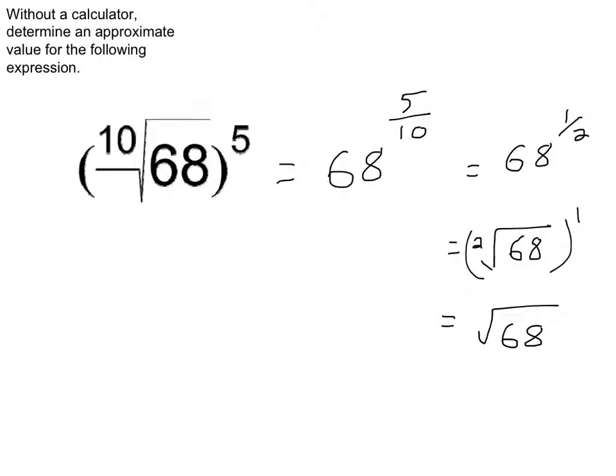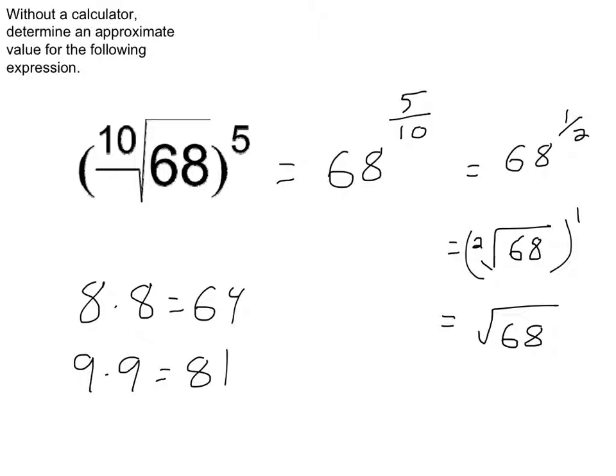Well, we can't do it exactly without a calculator. We do have an ability to think about what number would fit in there. I know that 8 times 8 equals 64. And I know that 9 times 9 equals 81. Therefore, the square root of 68 is going to be between 8 and 9, and it's probably going to be closer to 8 because 68 is closer to 64 than it is to 81. We can take a couple of guesses, but the bottom line is that if you're within a certain range, you'll be all set.